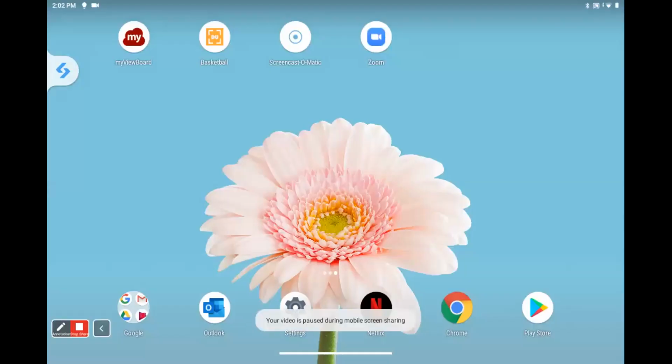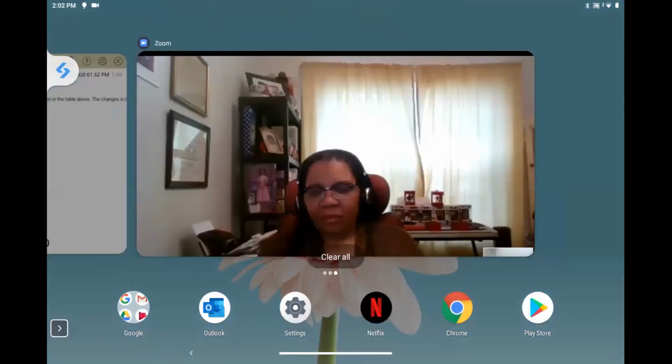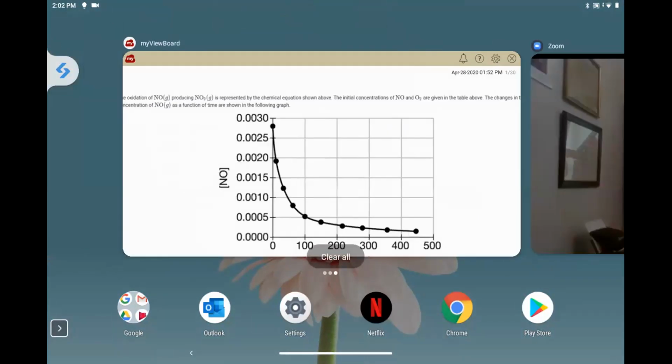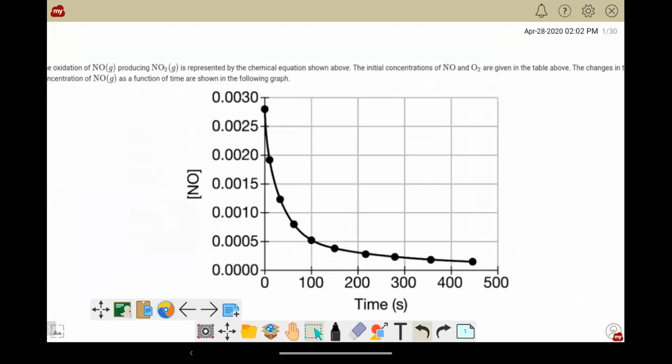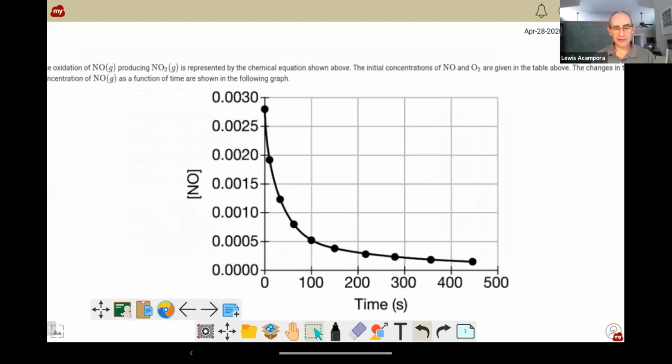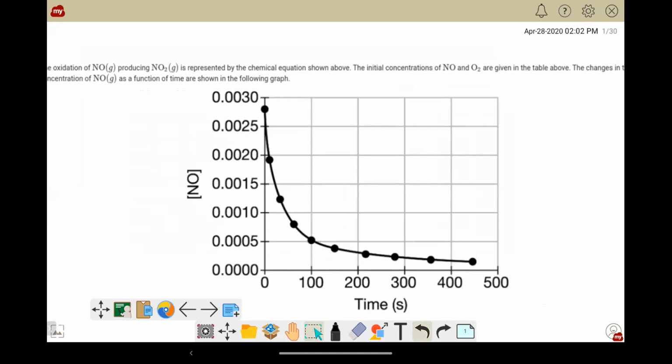Okay. There it is. Okay, so let me make sure I've got what I want to see here. Okay, can we see what I'm looking at? If it's a graph of concentration of NO versus time, then yes. Yes, excellent, excellent.